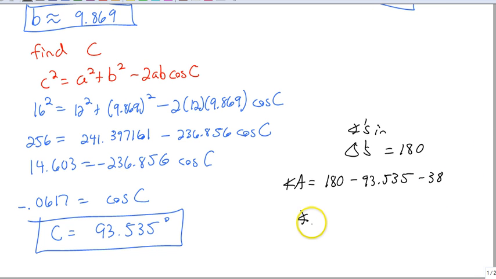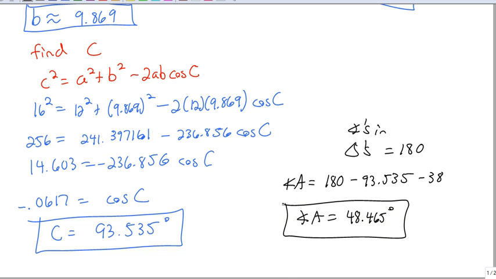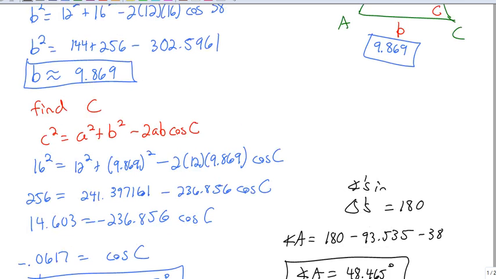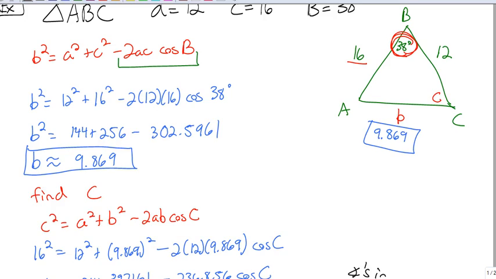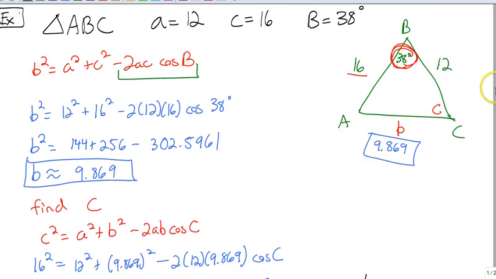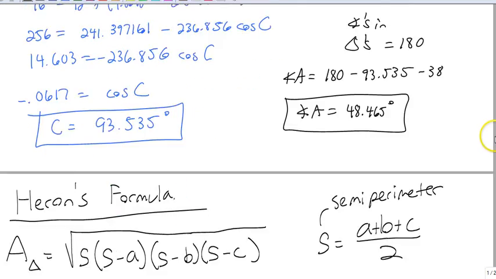So we should get angle A is equal to 48.465 degrees. I just realized in my notes online I wrote angle B, but we already have angle B. And now we have solved the missing pieces. We usually need 3 more pieces. Usually you get 3 pieces to start with. So we're done with that.